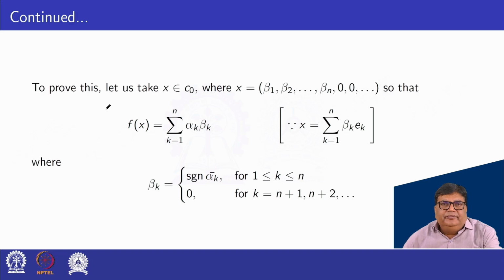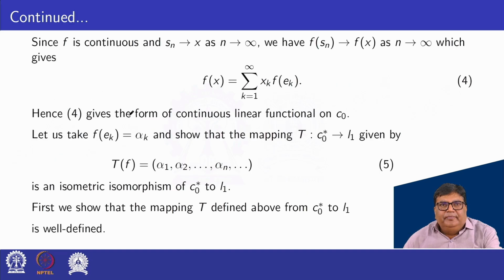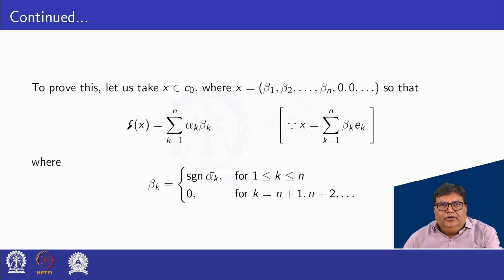To prove this, let us take x belonging to c0, where x is equal to (beta 1, beta 2, and so on, beta n, 0, 0, and so on), so that f of x is equal to summation k equals 1 to n alpha k beta k. Since x is equal to summation k equals 1 to n beta k e k, f of x is equal to summation beta k f of e k, and f of e k is alpha k. So this is valid.